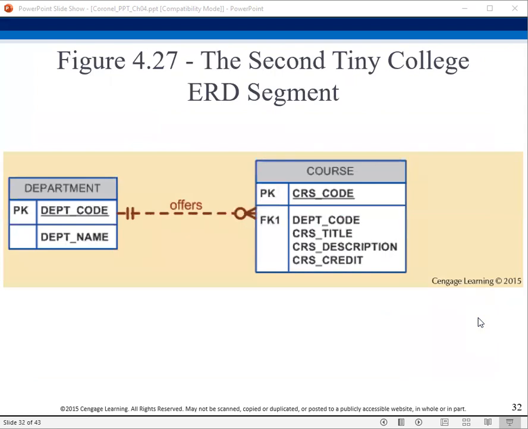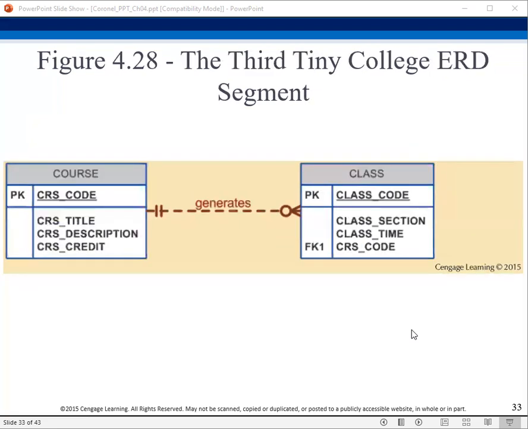A department will offer many courses, but it's, in this particular case, optional. It may not offer any courses. It may be in a research mode. A course will have many sections, and we see that here. And again, the section may be optional. A course may not have any sections at this time. Usually it will.